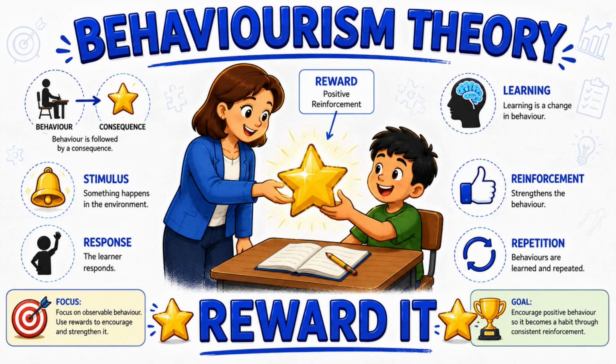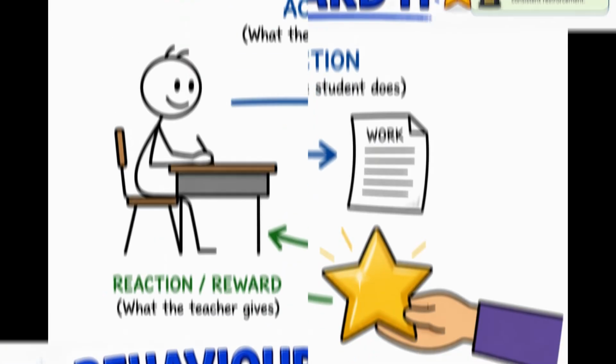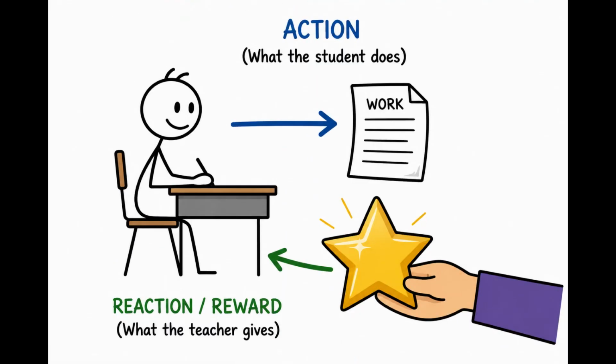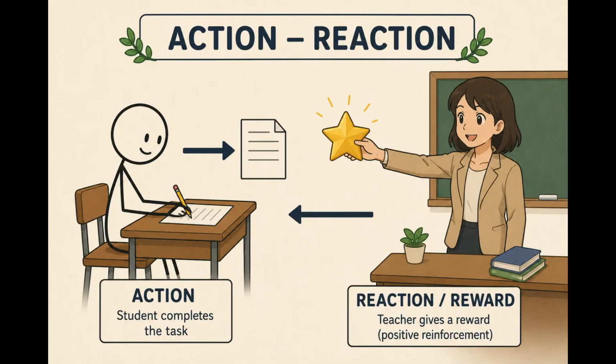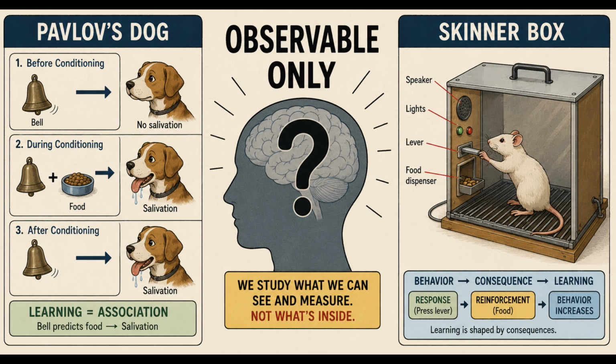First theory, behaviorism. Reward it. First up, behaviorism. Think of this as the action-reaction theory. It's all about observable behavior and reinforcement. If you reward a student, they do it again. Simple, right? Think of it like training a dog, Pavlov style. It's the foundation of classroom rewards.